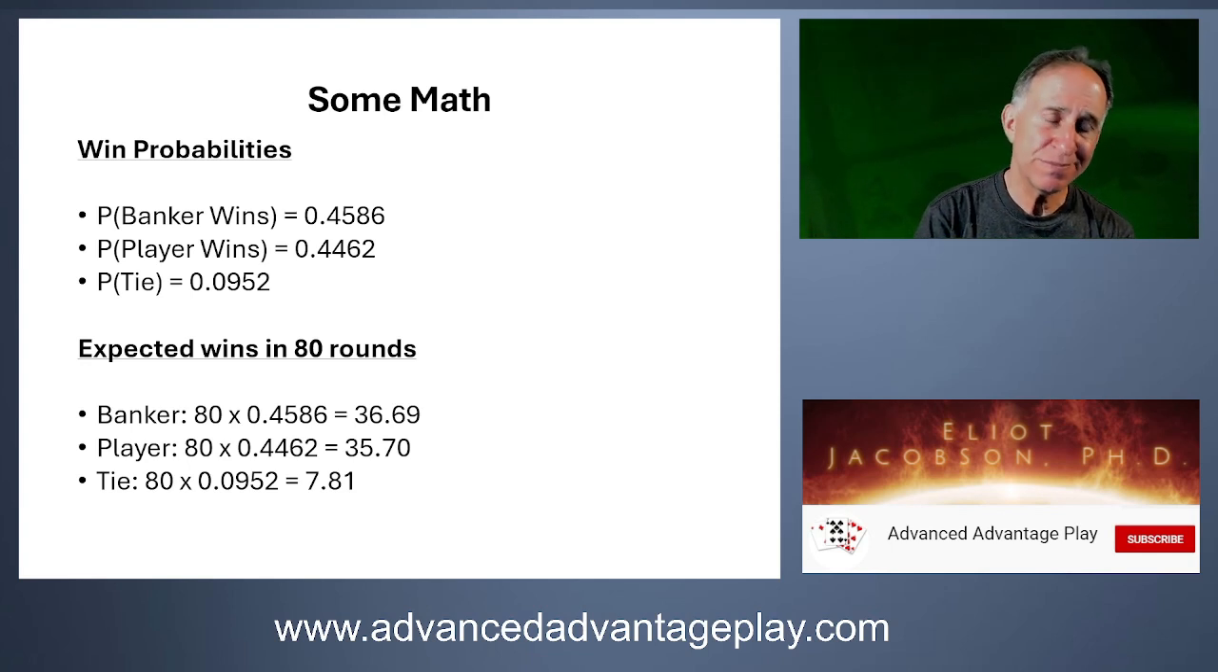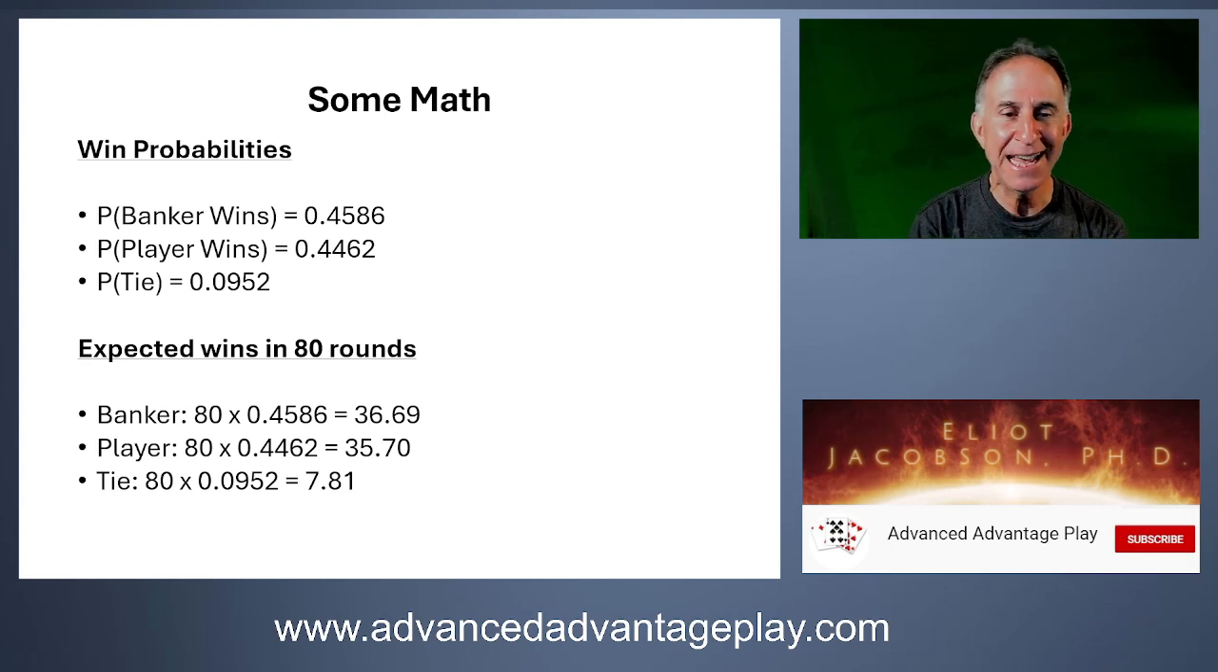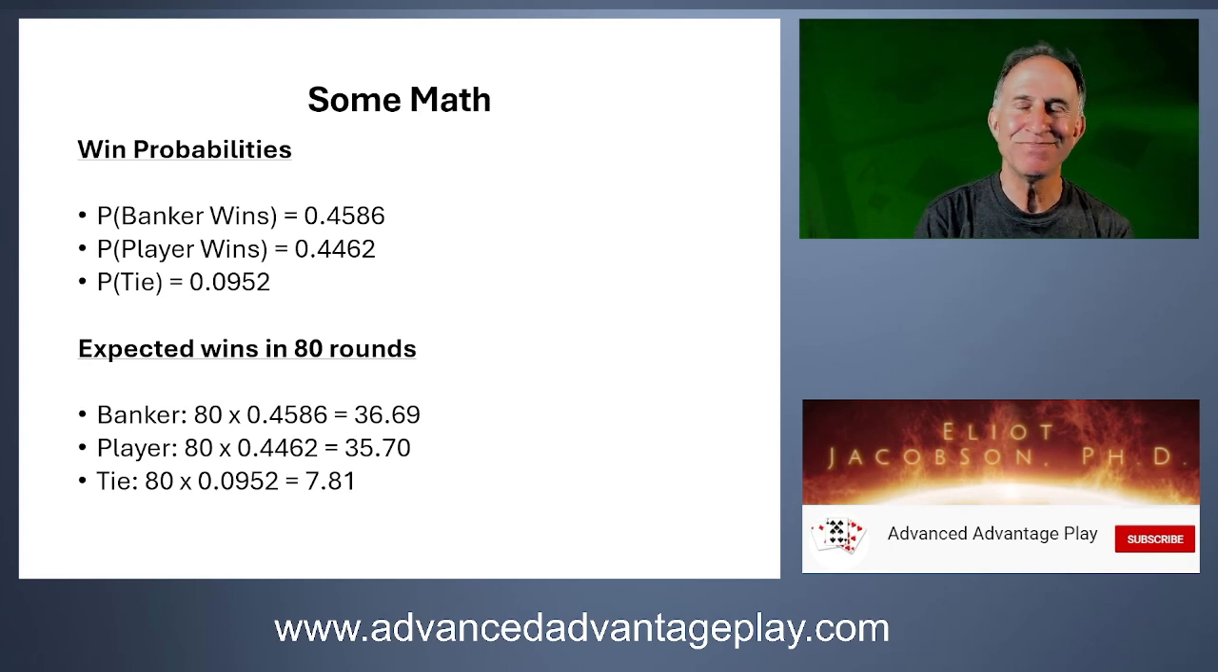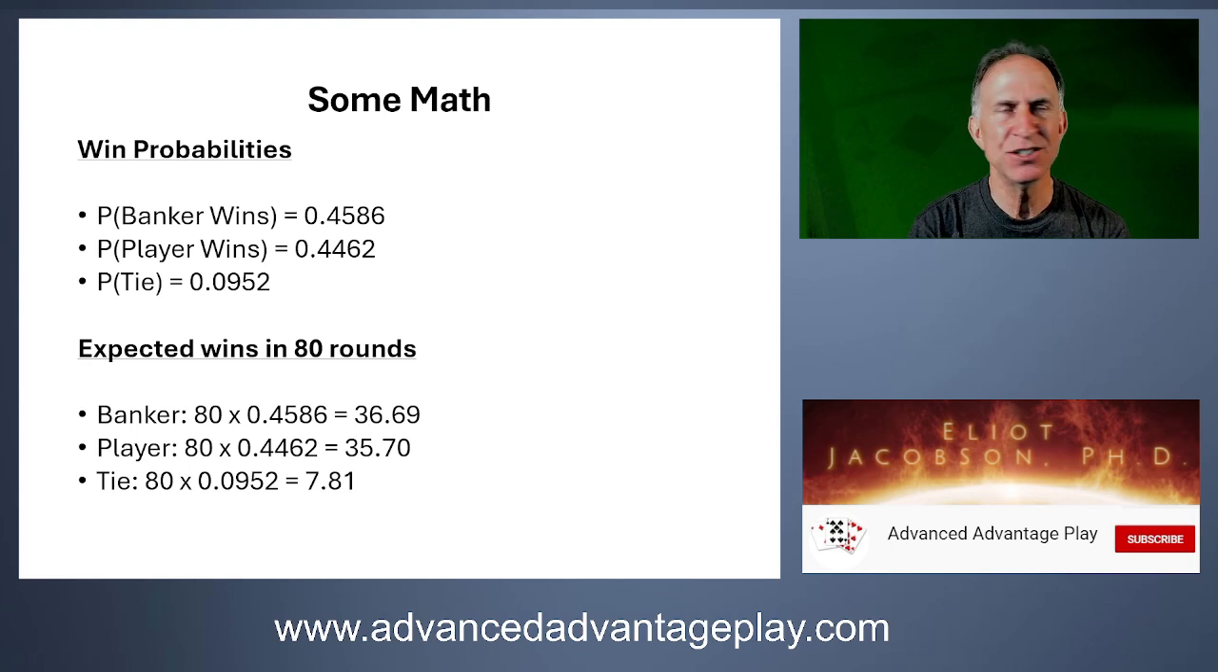And that allows us to actually figure out the expected number of wins in a shoe. So in a shoe, banker should win roughly 80 times that decimal, or 36.69 hands, and player 35.7, and tie 7.81. You might just take these to the nearest integer so that banker's 37 and player's 36, all right? So in half a shoe, just to really put a number there, we might say that player wins about 18 hands, right?